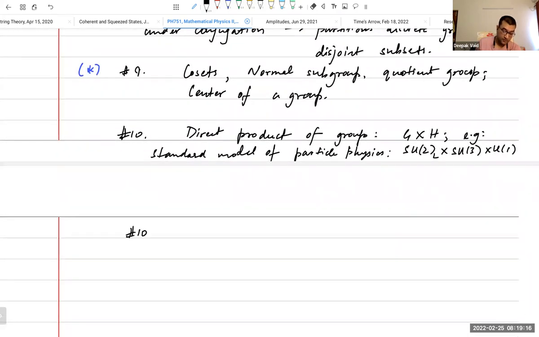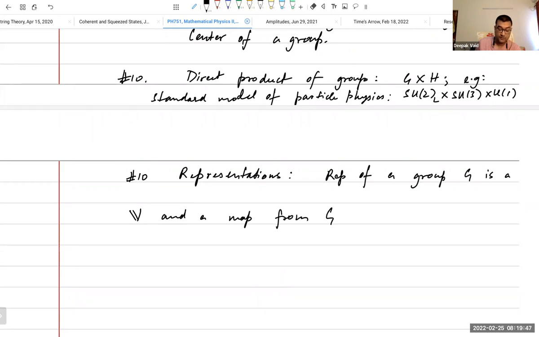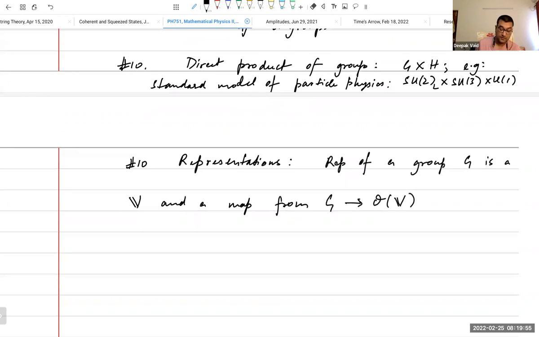Then we come to the group representations. So what is the representation of a group? It is a vector space. So the representation of a group G consists of a vector space V and a map from G to the set of linear operators on V, which satisfies the group multiplication property, or the group axioms.